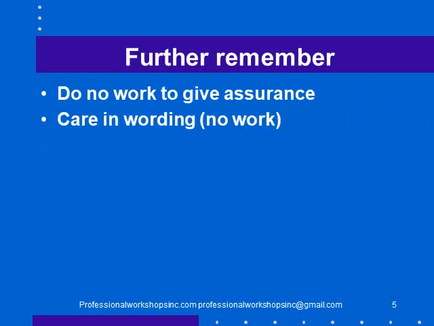Now, further remember, and I said this before, but I can't emphasize it enough, we are doing no work to give assurance. So this means we have to be very careful in the wording we use throughout the checklist so that it's very clear that we're not giving any assurance. We haven't done any work. So we don't want to have a conclusion based on the work I've done. "I think this" implies you've done work and you weren't supposed to have, and someone could jump on that.